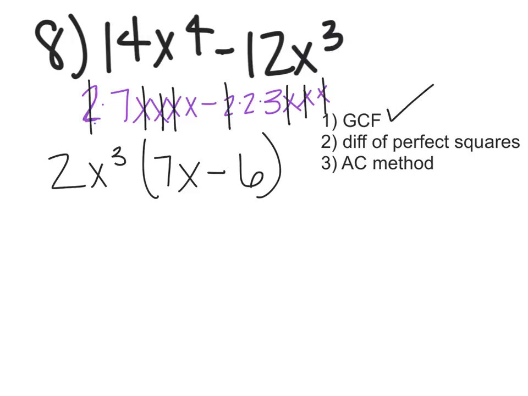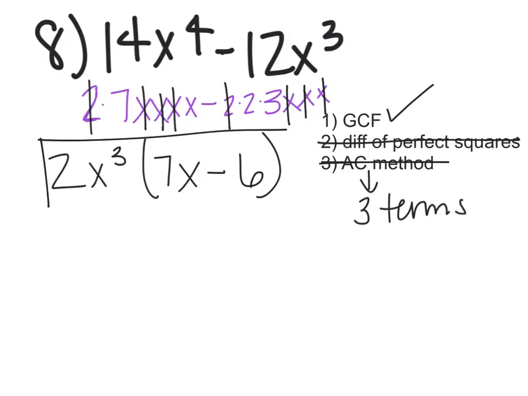The second thing is I need to figure out if it's a difference of perfect squares. Well, difference tells me there's a subtraction, that's there. Perfect squares means both of these pieces are perfect squares. Well, they're not. This one is 7, it's not a perfect square, and 6 is not a perfect square, so it's not a difference of perfect squares. We just said a second ago the AC method would be used if we have 3 terms. And that means 3 terms in the parentheses. Well, I only have 2 terms in the parentheses, 7x and minus 6, so I can't use the AC method, so this would be my final answer.